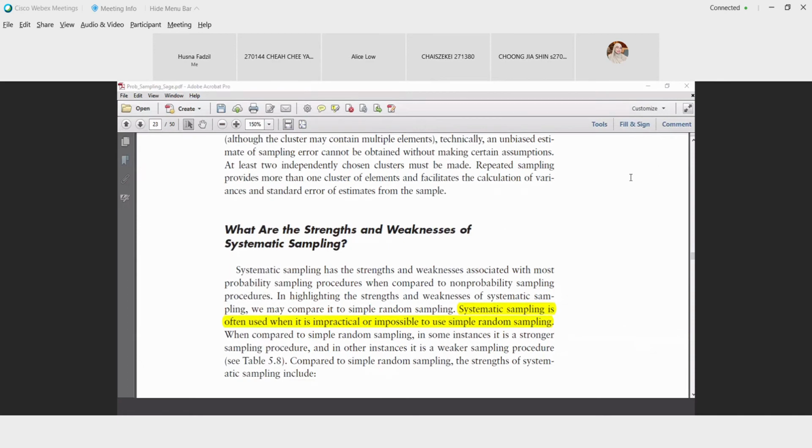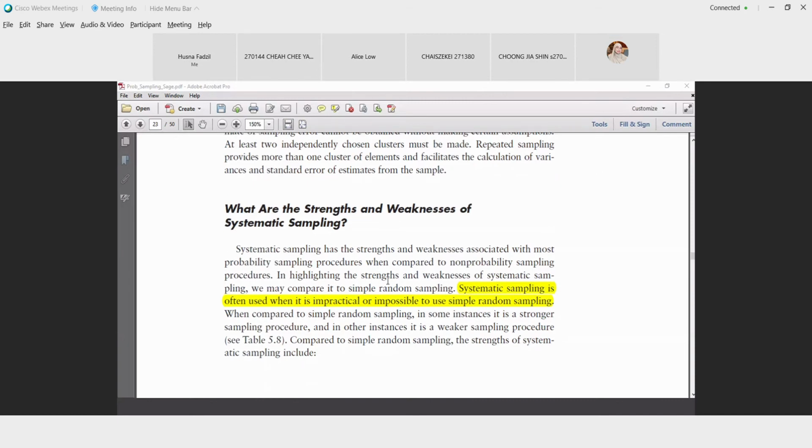Okay, guys. Just now clear, or anyone still confused about the differences between linear, circular, and repeated? You can draw your little diagrams, your examples, for more understanding. It's up to you. Okay, what are the strengths and weaknesses of systematic sampling?